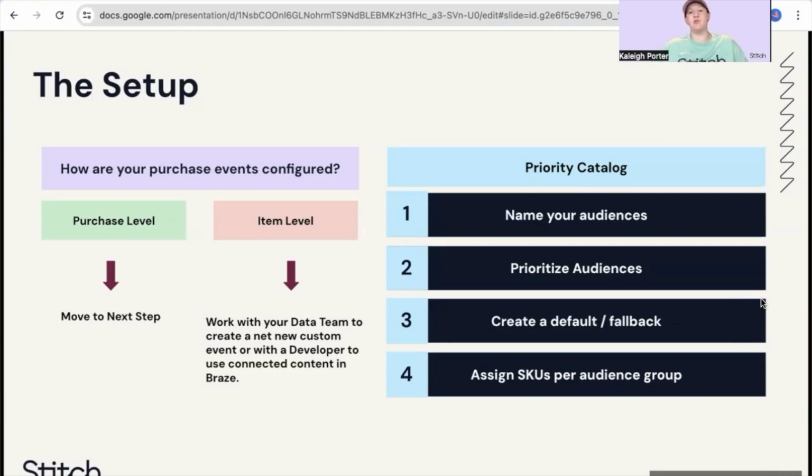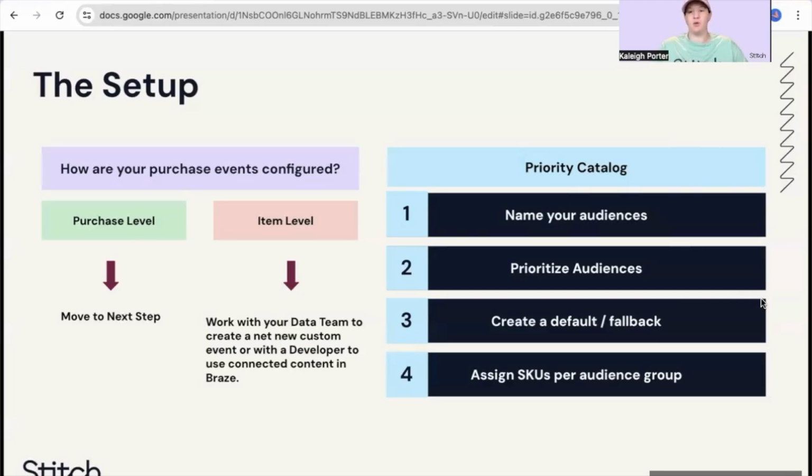If you're using item level, then you may need to work with your data team to create a custom event or some sort of liquid script that can handle the data if it's at an item level. But once you have a purchase level custom event, or if your revenue events in Braze are already purchase level, then you have what you need.